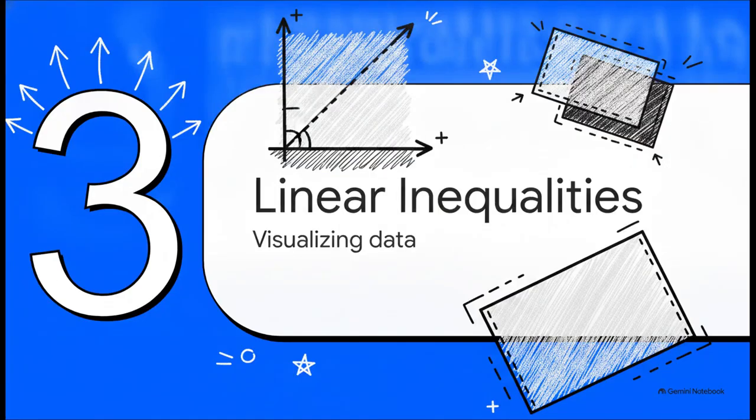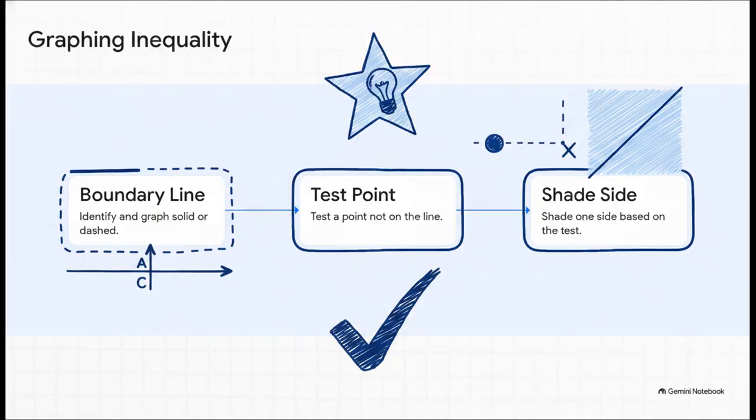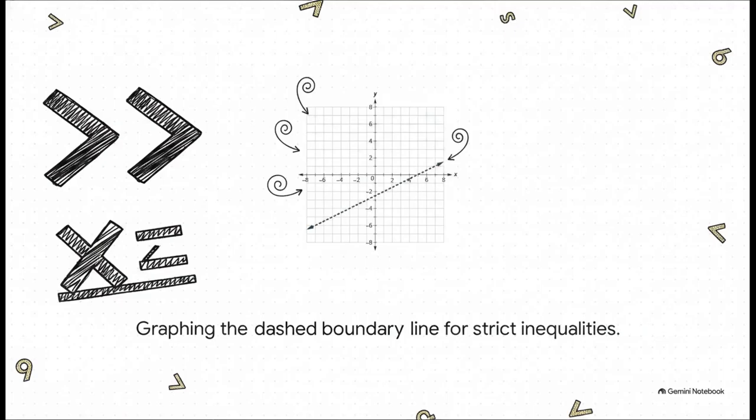Let's level up. Section 3. Graphing linear inequalities. Okay, here is your A+ pro tip. Graphing an inequality essentially comes down to 3 foolproof steps. Honestly, just memorize these and you'll never get stuck. First, you graph the boundary line and pay really close attention to whether it should be solid or dashed. Second, pick a super simple test point that is not on that line. And third, just shade the correct side based on whether that test point makes the inequality true or false. Easy, right?